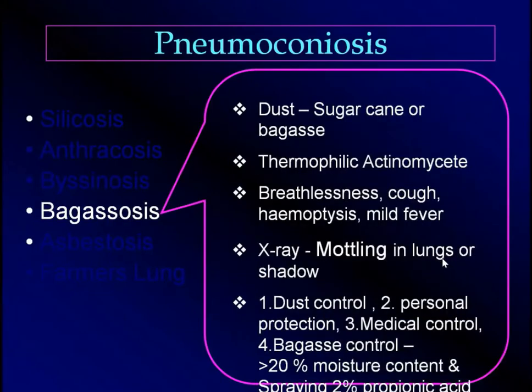So the next condition is bagassosis. Bagassosis is mainly caused by the dust particles produced from sugarcane. This dust is also called bagasse. When there is a lot of accumulation of this sugarcane dust and the conditions are favorable, like the moisture content in the sugarcane dust being good enough, it starts producing a fungus called thermophilic actinomycetes. Inhalation of that dust, which contains the fungus, causes this disease. The most common symptoms are breathlessness, cough, hemoptysis and mild fever.